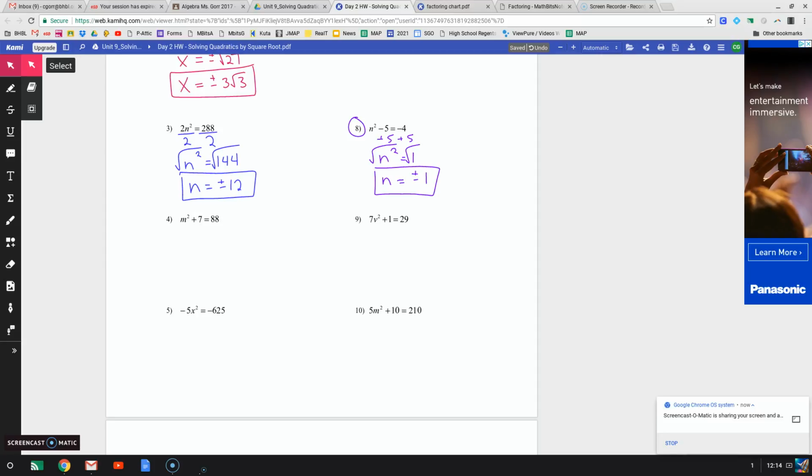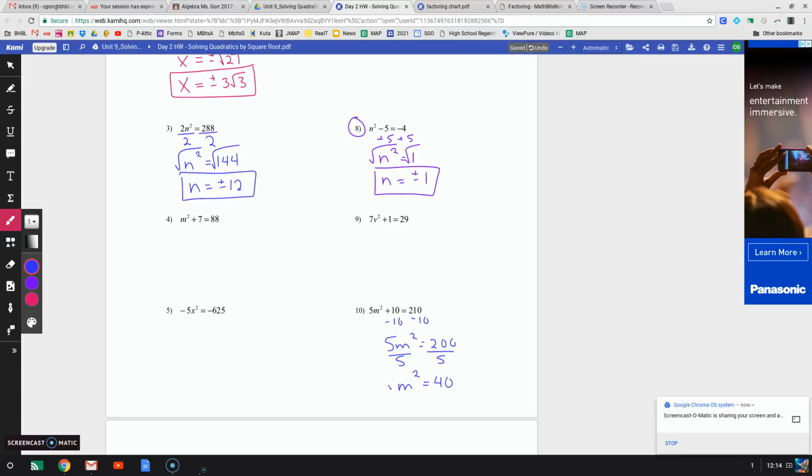All right, let's take a look at number 10. Number 10, I'm going to take 10, whoopsies, there. I'm going to take 10 away from both sides, giving me 5m squared equals 200. I'm then going to isolate my variable, so I now have an m squared, and 200 divided by 5 is going to give me 40.